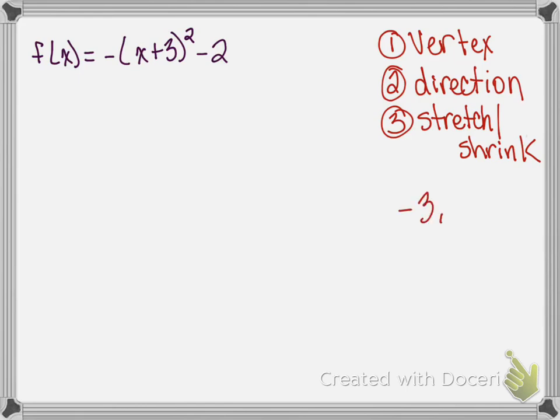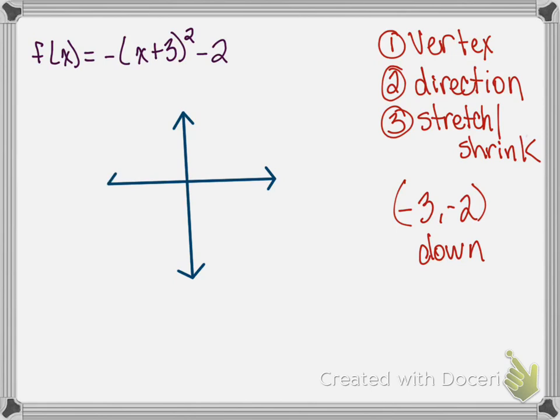Good. Negative 3, negative 2. Am I going up or down? Down. Good, because that negative in front. What's my stretch and shrink? Yeah, it's just 1, so it's going to stay whatever the parent function is. Okay? So, I'm going to graph this. Okay, so my vertex is going to be at negative 3, negative 2. Okay, it's opening down and it's not being stretched or shrunk.